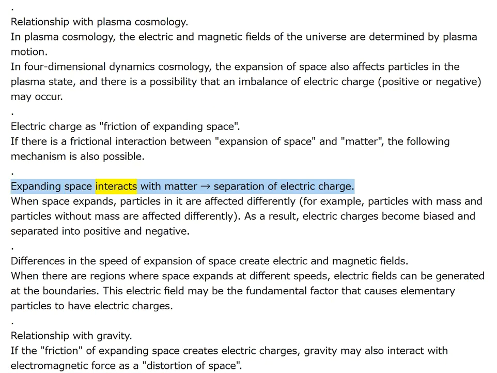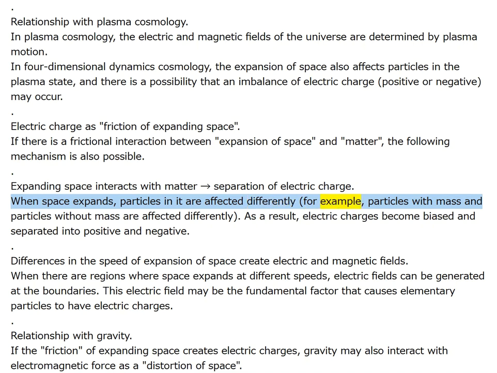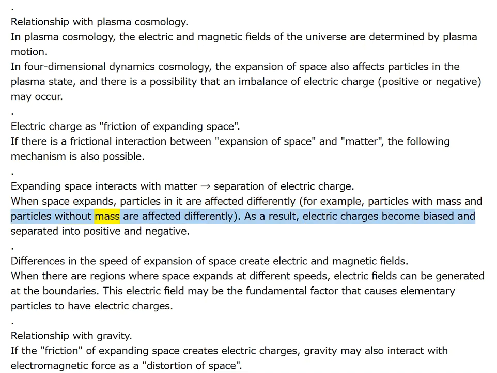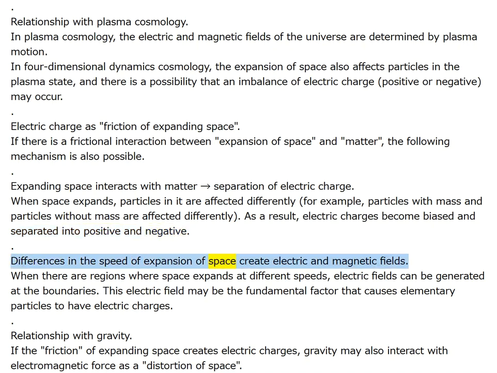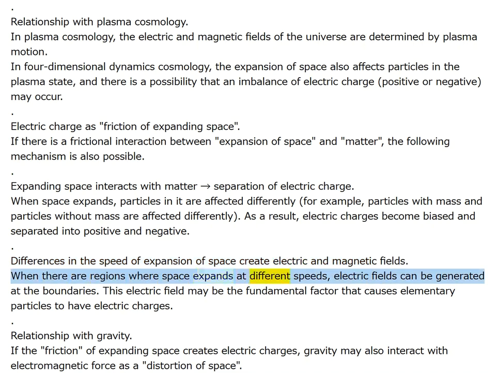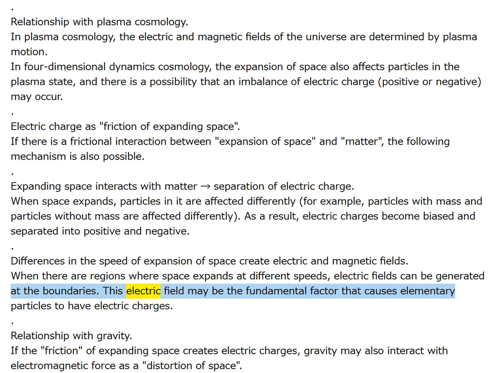Expanding space interacts with matter: separation of electric charge. When space expands, particles in it are affected differently. For example, particles with mass and particles without mass are affected differently. As a result, electric charges become biased and separated into positive and negative. Differences in the speed of expansion of space create electric and magnetic fields. When there are regions where space expands at different speeds, electric fields can be generated at the boundaries. This electric field may be the fundamental factor that causes elementary particles to have electric charges.